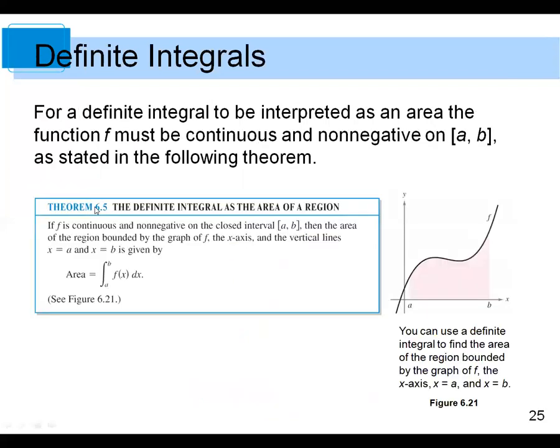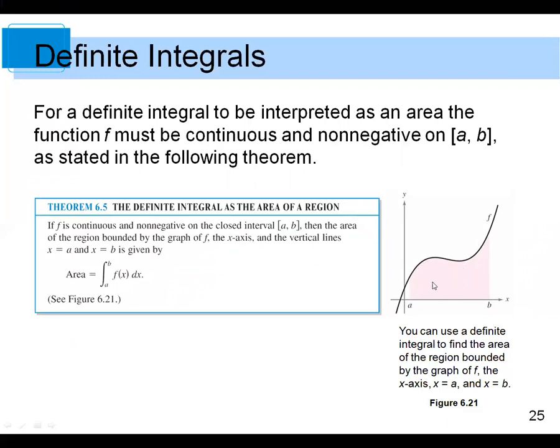All right. So for a definite integral to be interpreted as an area, the function f must be continuous and non-negative. In other words, it has to lie above the x-axis, as stated in the following theorem. The definite integral as the area of a region: if f is continuous and non-negative on the closed interval a to b, then the area of the region bounded by the graph of f, the x-axis, and the vertical lines x equals a, x equals b, is given by area equals the integral from a to b of f of x. In other words, all they're saying is that the region goes from a to b on the x-axis, and it's underneath the curve, trapped between the curve and the x-axis.